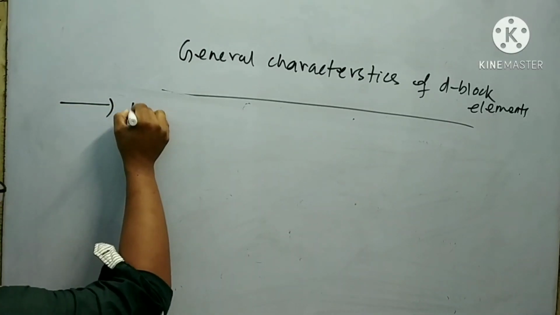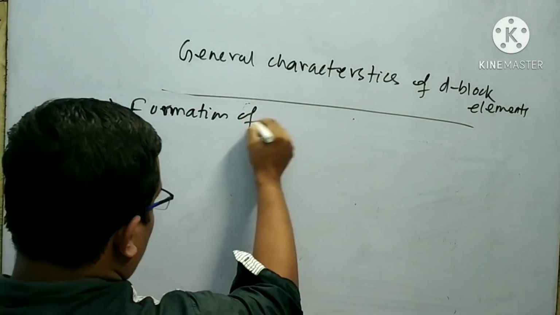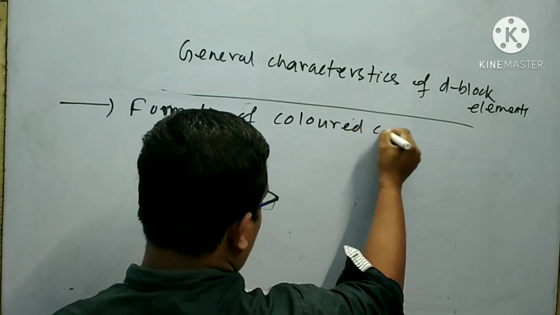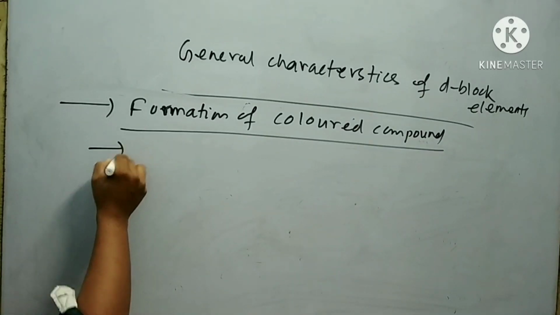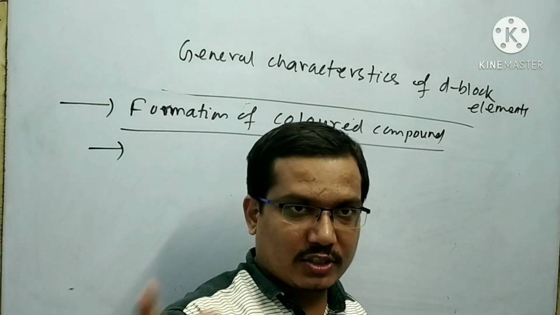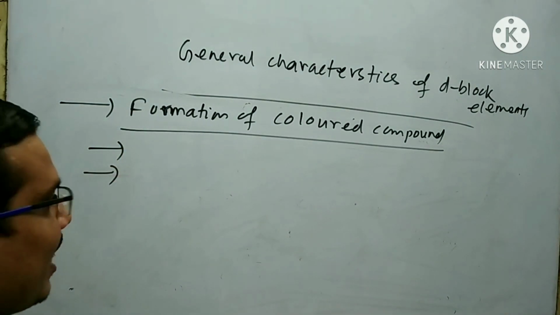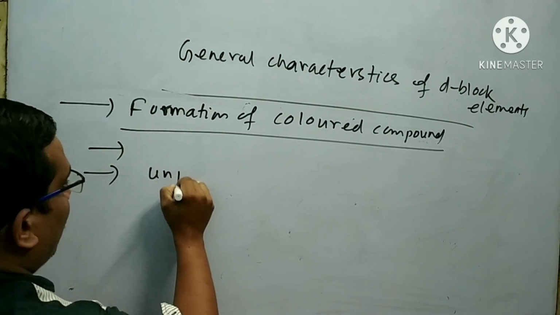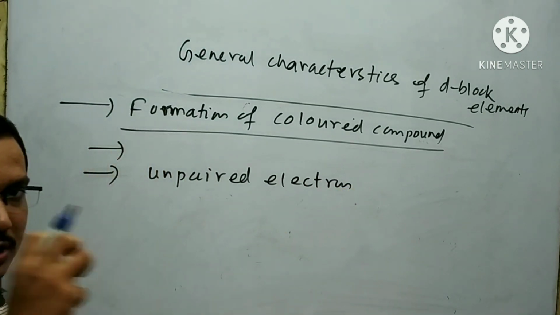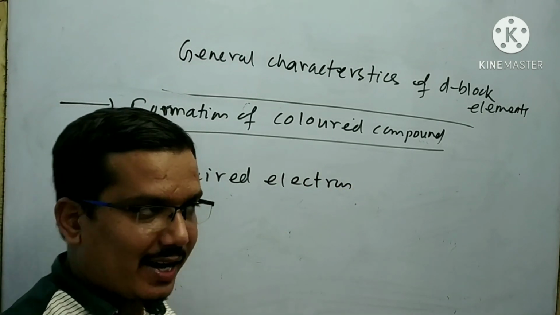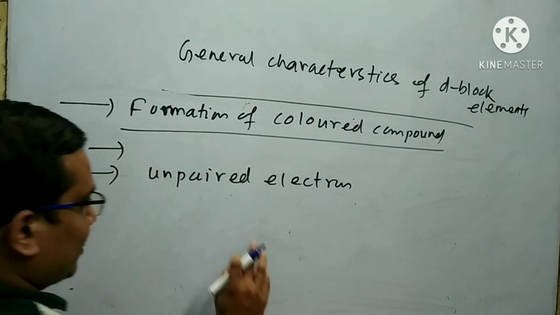Next characteristic is the formation of colored compounds. Most of the transition elements are colored in solid or solution form. The color of the metal ion is due to the presence of unpaired electrons. The unpaired electron absorbs radiation from white light and is excited from a lower state to a higher state.